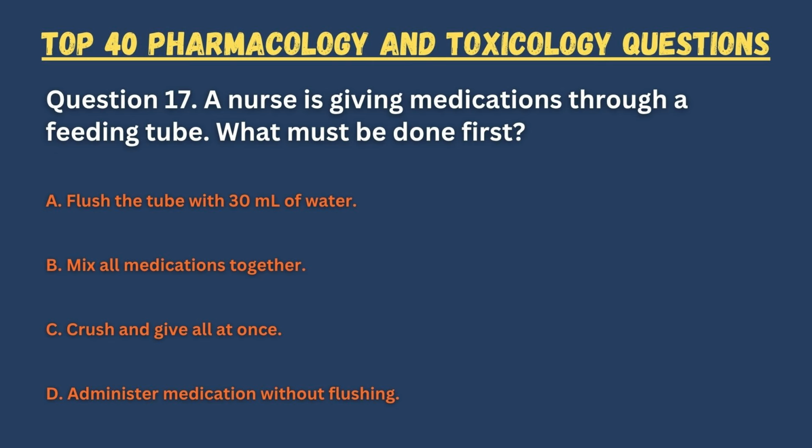Question 17. A nurse is giving medications through a feeding tube. What must be done first? A. Flush the tube with 30 milliliters of water. B. Mix all medications together. C. Crush and give all at once. D. Administer medication without flushing.